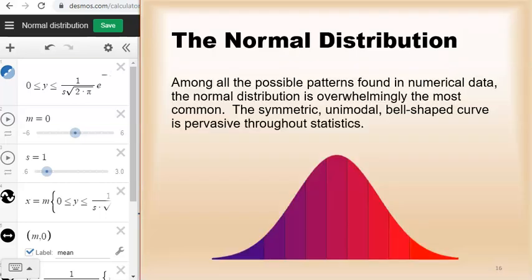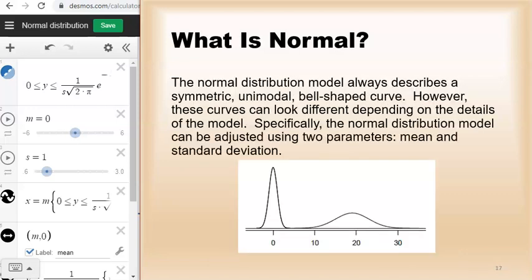Among all the possible patterns that are found in numerical data, the normal distribution is overwhelmingly the most common. This symmetric, unimodal, bell-shaped curve is pervasive throughout statistics. The normal distribution always describes a symmetric, unimodal, bell-shaped curve. However, these curves can look different depending on the details in the model. Specifically, the normal distribution can be adjusted using two parameters, the mean and the standard deviation.